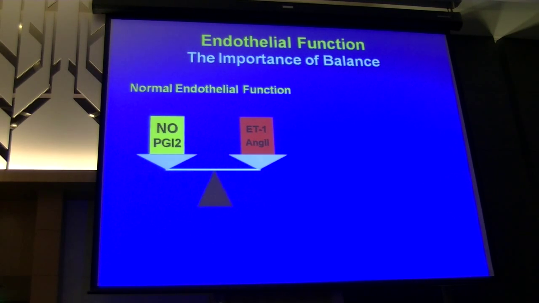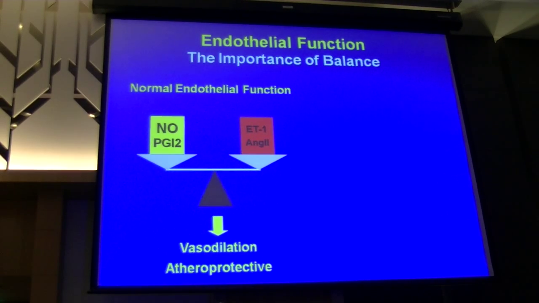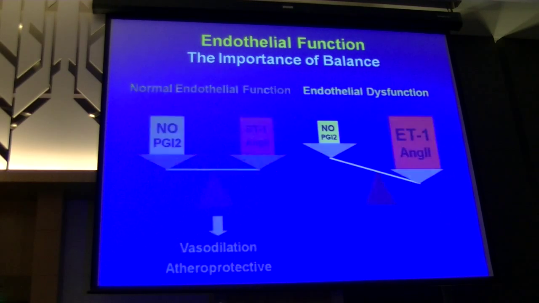And many of you know this. In fact, probably most know this. But normal endothelial function is a balance between the good factors of nitric oxide and prostaglandins and the bad factors, endothelin and angiotensin and others. This normal endothelial balance promotes vasodilatation and an atheroprotective atmosphere.